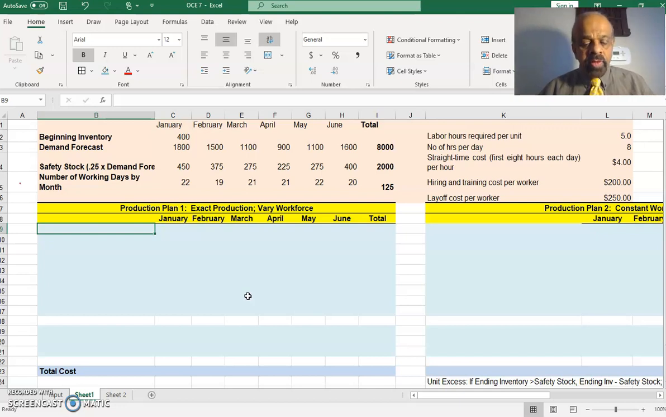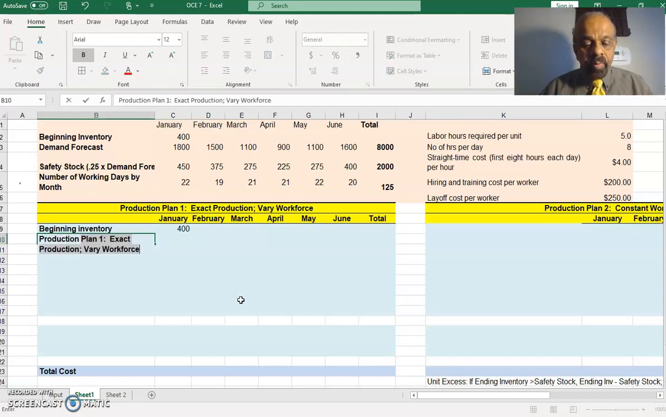So let's do that. First thing I want to do is the beginning inventory. The beginning inventory is given to you, which is 400. So I have 400. The next thing I want to do is to calculate the production requirement.